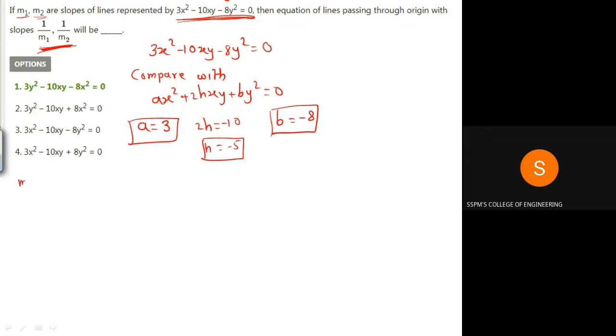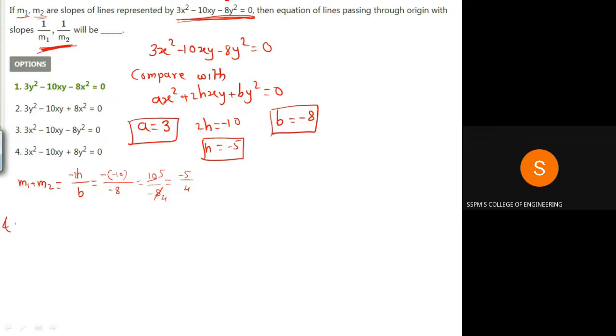See, now what is m1 plus m2? The m1 and m2 are slopes, and this is the sum of the slopes. What is the sum of the slopes? We have already learned this. It is minus 2h upon b, isn't it? So what is minus 2h upon b? What is the value of 2h? It is minus 10. So minus 2h is equal to minus of minus 10 divided by b. What is the value of b? It is minus 8. So 10 divided by minus 8. That is, 2 fours are 8 and 2 fives are 10. So minus 5 upon 4. Minus 5 upon 4 is the value of m1 plus m2.